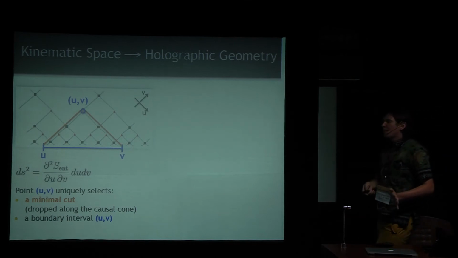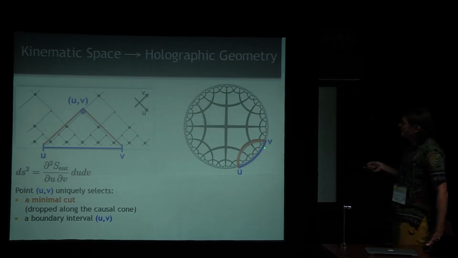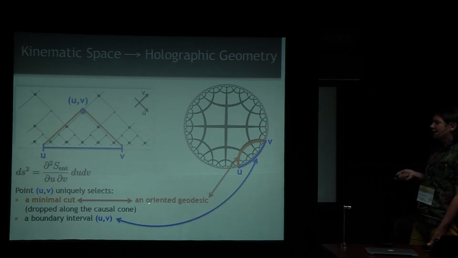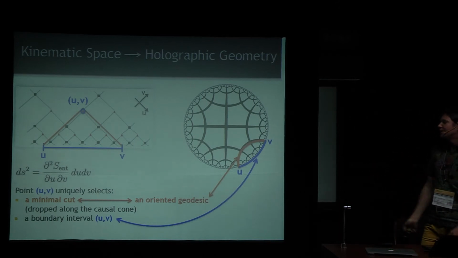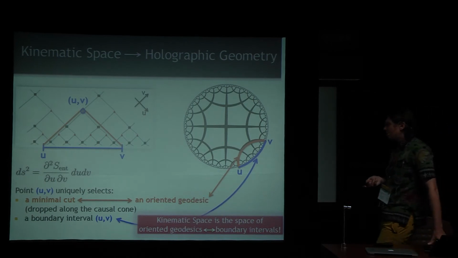So now, when I map this to holographic geometry, suppose that I do have a holographic dual for a state of interest, then a point in kinematic space is going to correspond to this object. It fixes an interval, and it fixes an oriented geodesic. Why is it an oriented geodesic? Because if I just gave you a geodesic without orientation, you wouldn't know if I'm giving you this interval or the other interval. So it has to be an oriented geodesic. And so here is our conclusion: the kinematic space, which we constructed over here, which has this metric, is the space of oriented geodesics, or the space of boundary intervals in a holographic geometry.